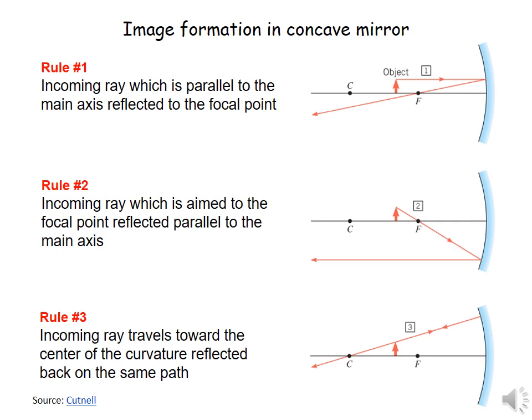To draw the image formation in a concave mirror, there are some rules that need to be followed. Rule number 1: the incoming ray, which is parallel to the main axis, is reflected to the focal point. Rule number 2: the incoming ray, which is aimed at the focal point, is reflected parallel to the main axis. And the last one, rule number 3: the incoming ray that travels toward the center of the curvature is reflected back on the same path.